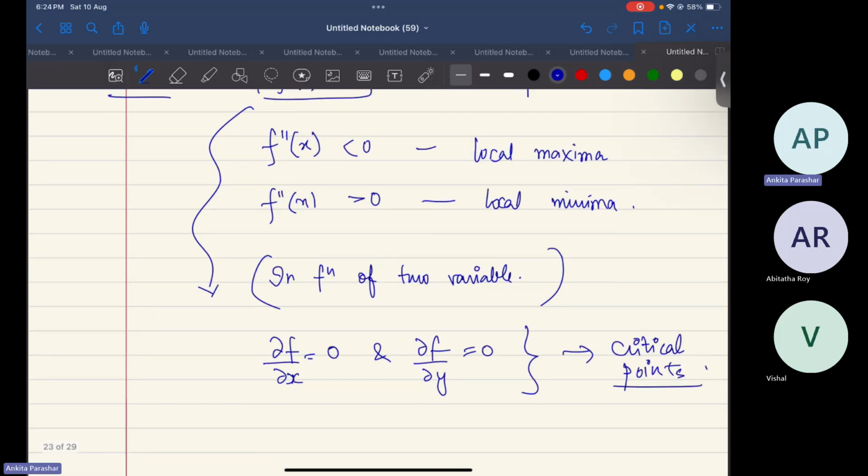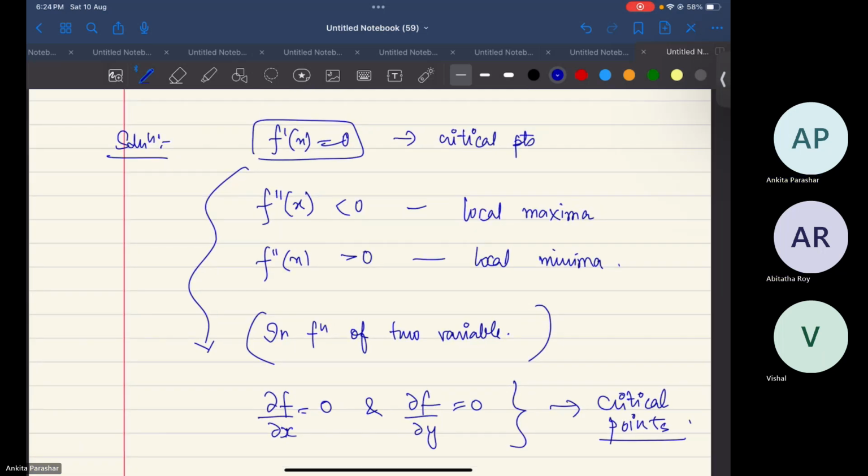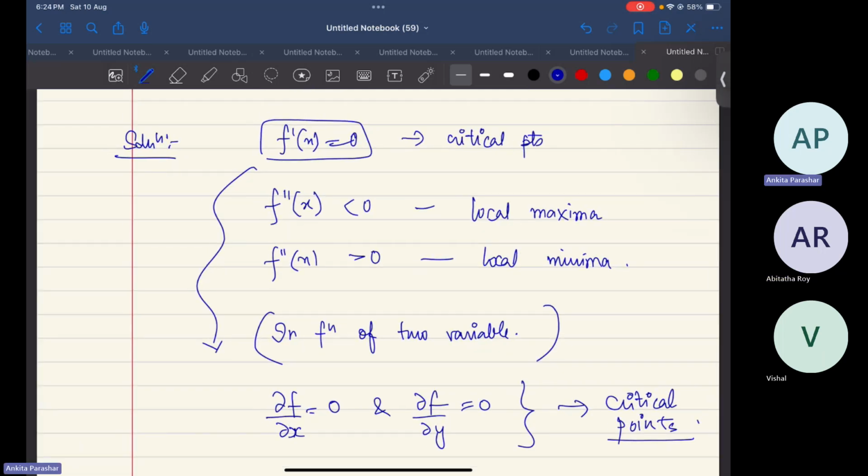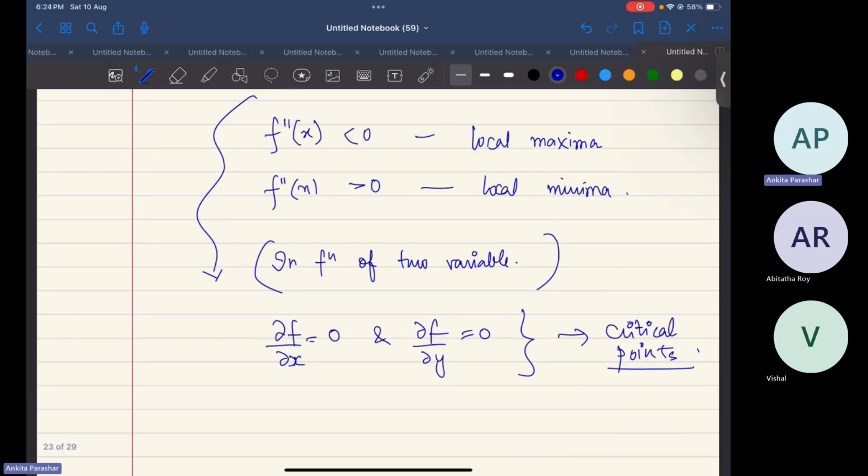So among these many critical points, there can be a point which will tell you local maximum, there can be a point which will tell you local minima. Just like in one dimension there is a criterion that the double derivative has to be this, then that point will certainly give you maxima or minima. Of course, a similar thing should be there in higher dimensions and higher variables also.